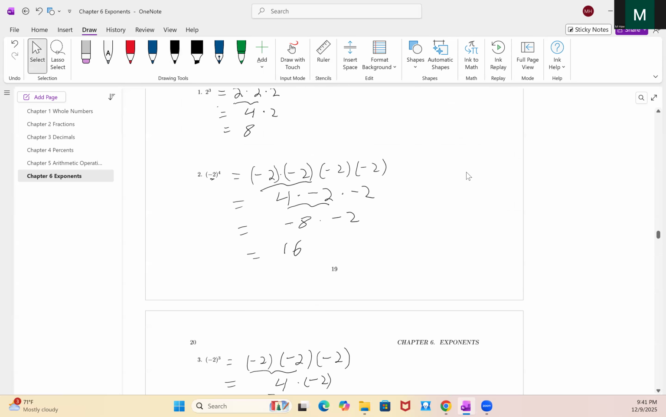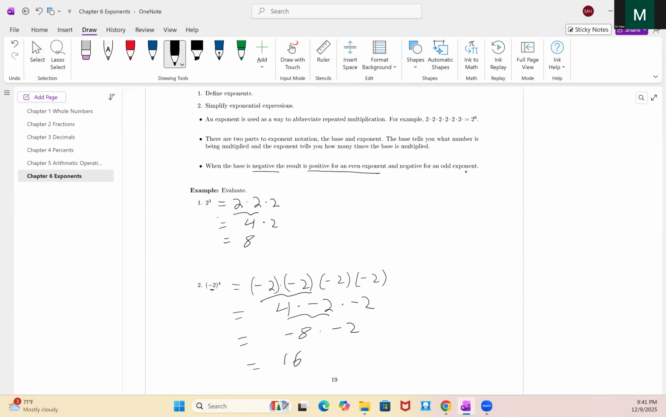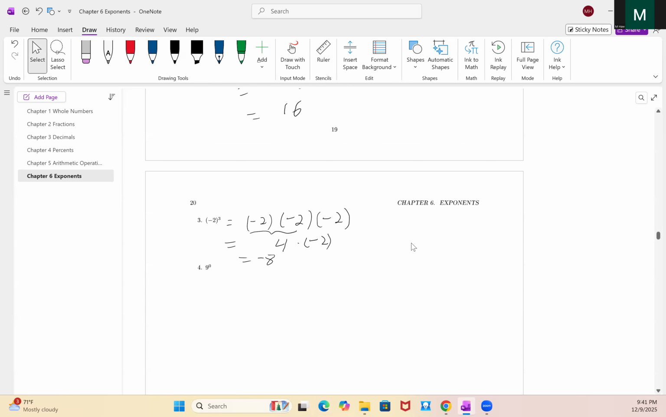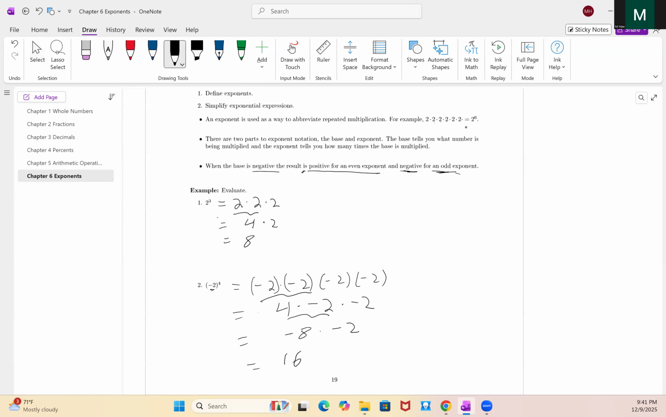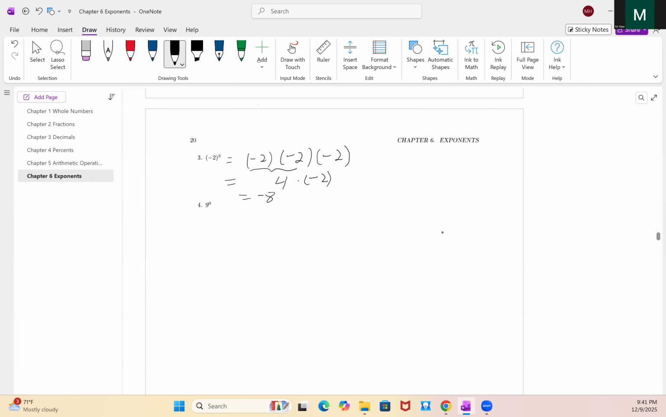And this is what we meant when the base is negative, the result is negative for an odd exponent. So 3 is odd, and the base is negative 2, so we're multiplying negative 2 three times to itself. The result is negative. This is always the case when we have a negative base and an odd exponent. Now, these expressions are not the same.